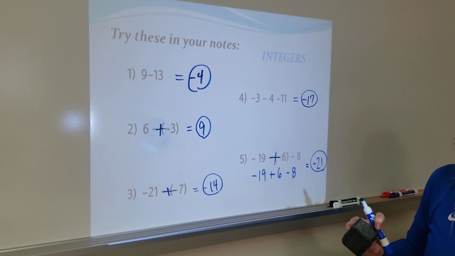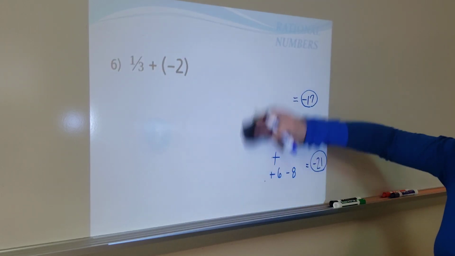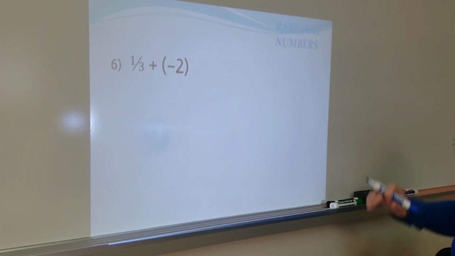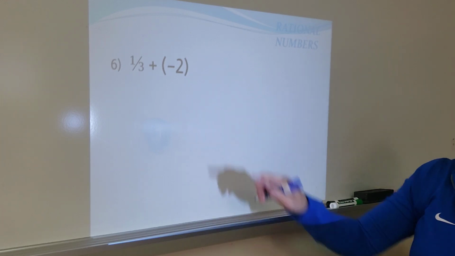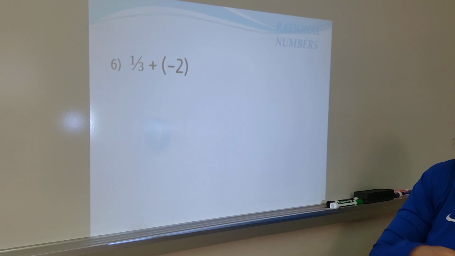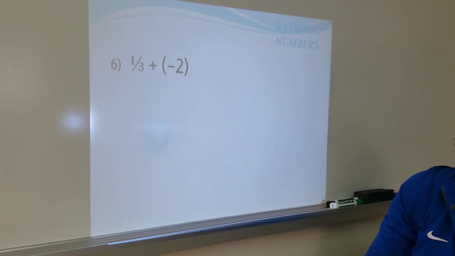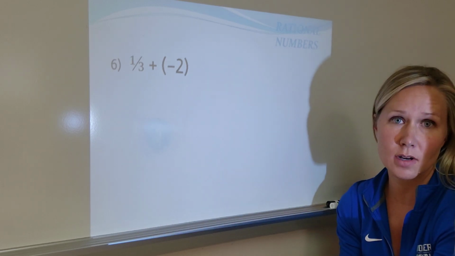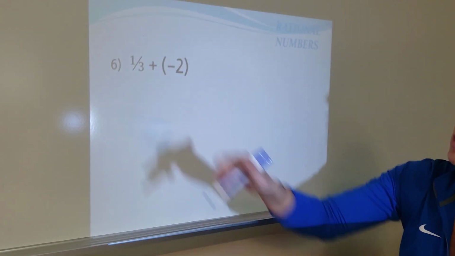Okay, now we're going to look at some other rational numbers where we're going to see some fractions. So here we have 1/3 and we're adding negative 2. Give you a second to write it down. Well, on here, it might be kind of hard to use the number line. Maybe some of you can use the number line. You can think like that in your head even when there's a fraction.